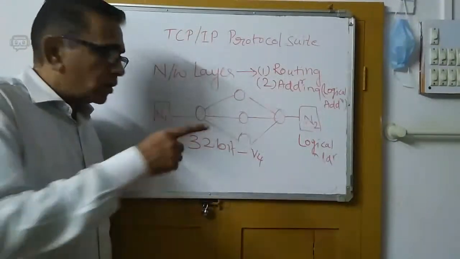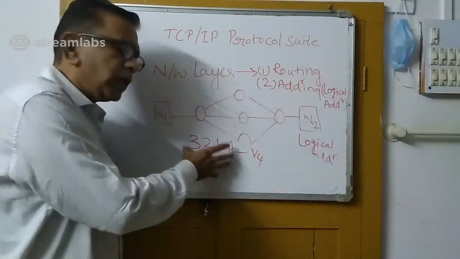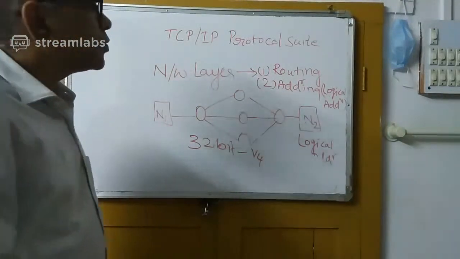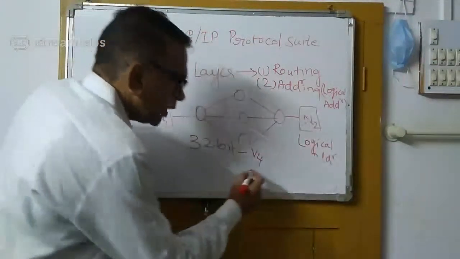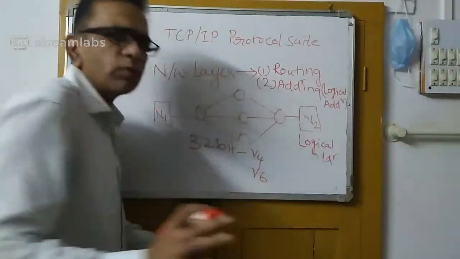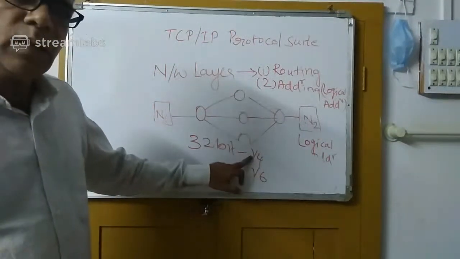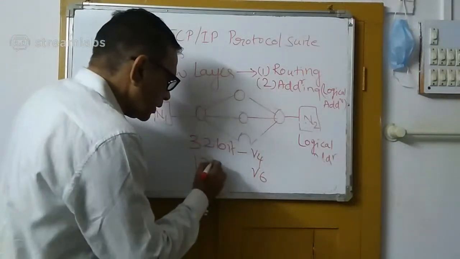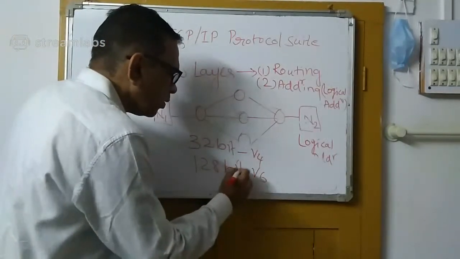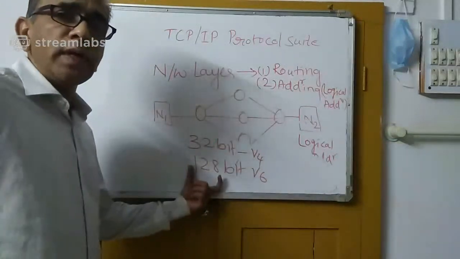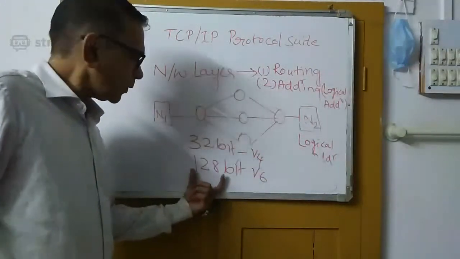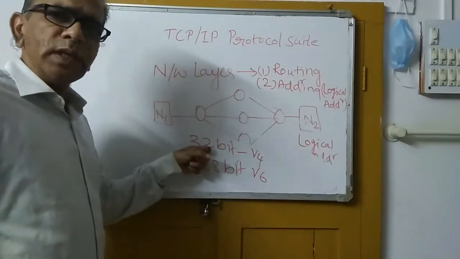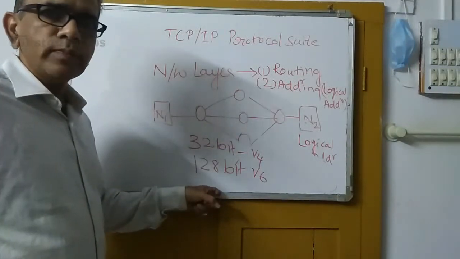Okay, so for that, this 32-bit length of an address is not sufficient. In the higher version, that is version 6, there is no version 5. Directly they moved from version 4 to version 6. So in this version 6, the length of this IP address or logical address is 128 bits. You see, directly it is changed from 32 to 128.